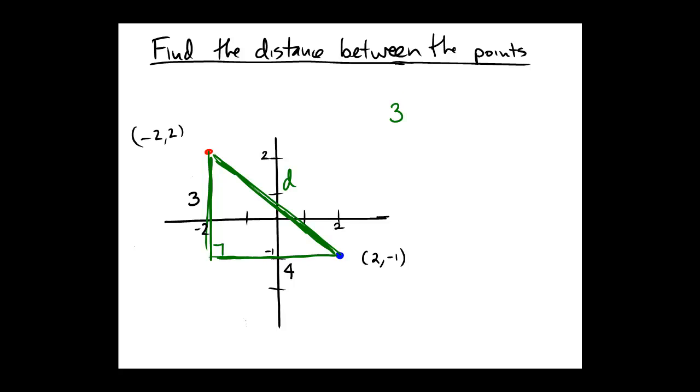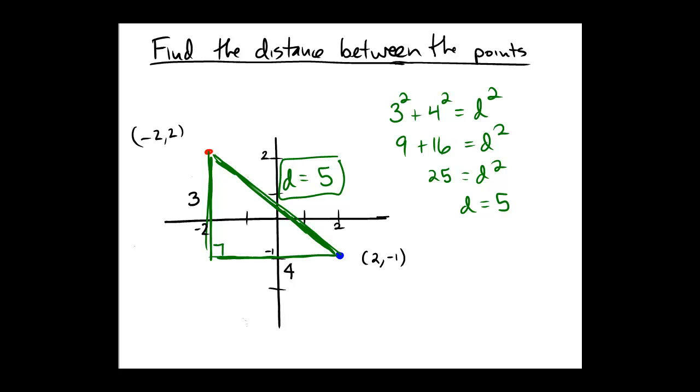So recall the Pythagorean theorem would say that leg squared plus leg squared equals hypotenuse squared. So 9 plus 16 equals d squared. So 25 equals d squared. And thus d equals 5. The distance between the 2 points is 5.